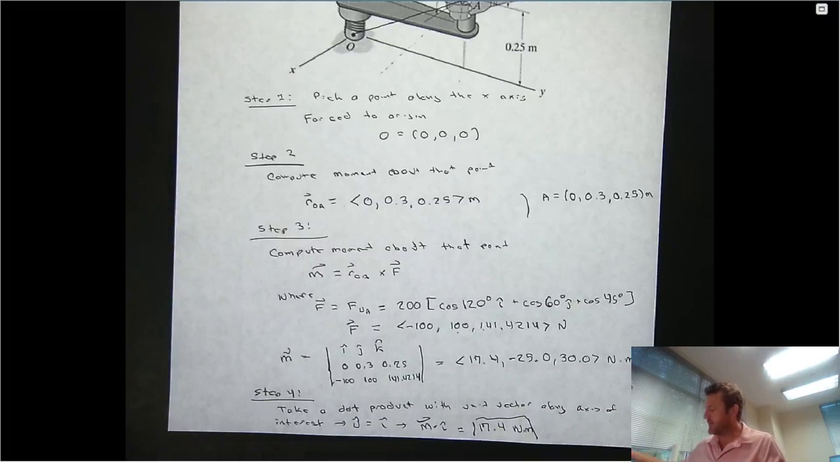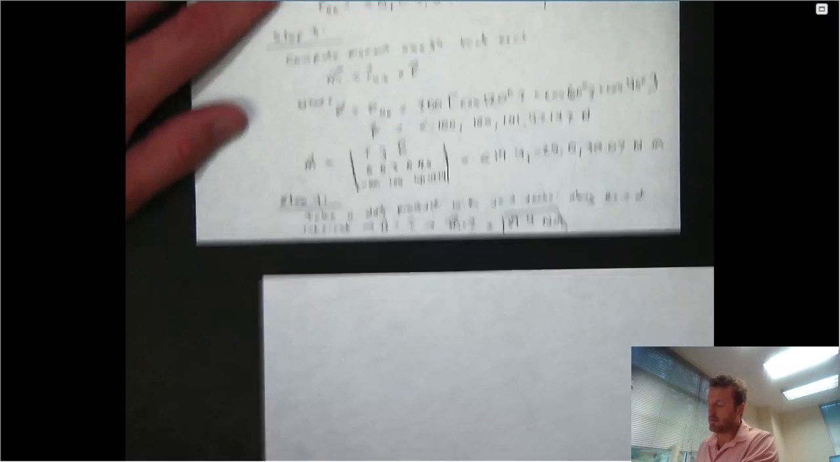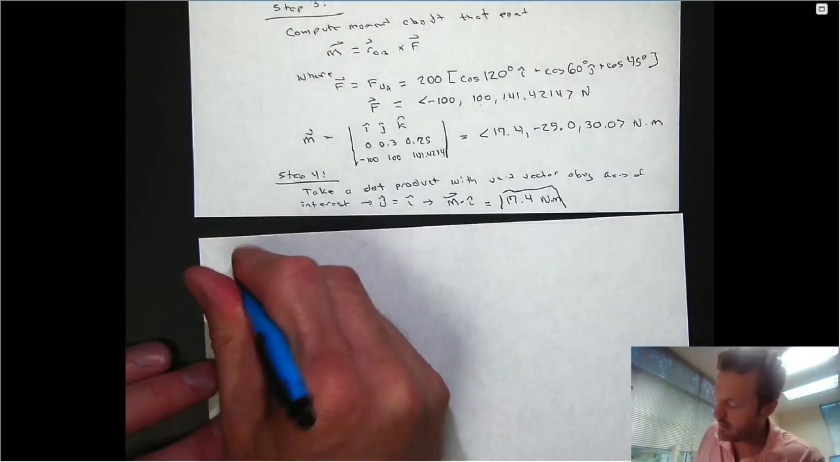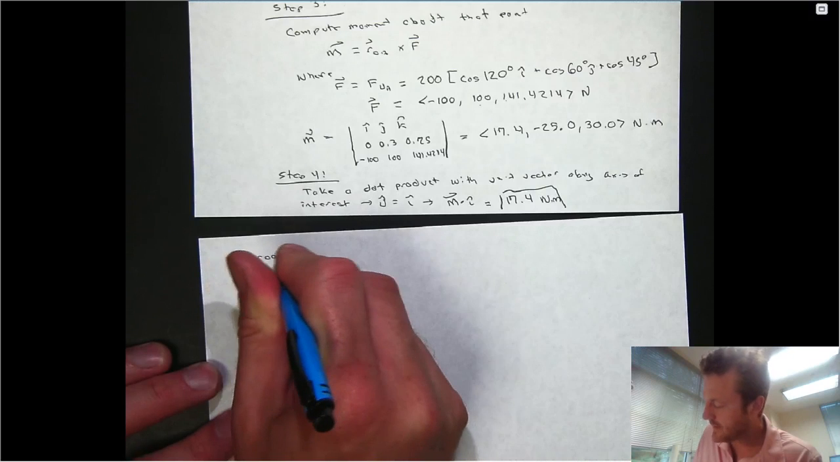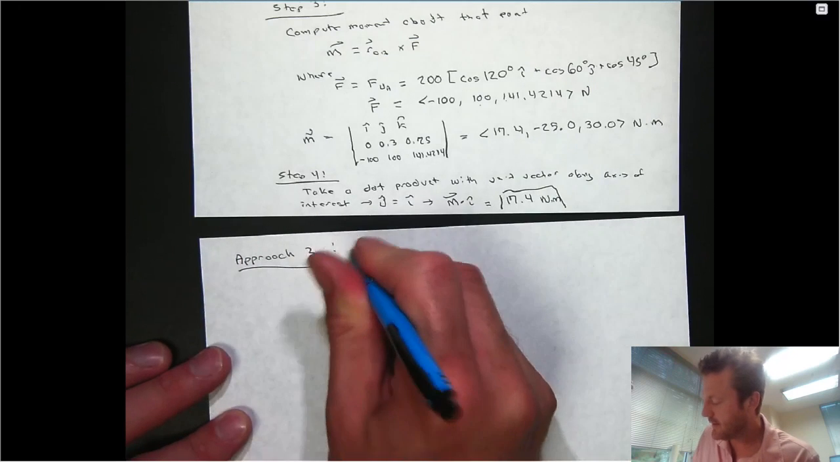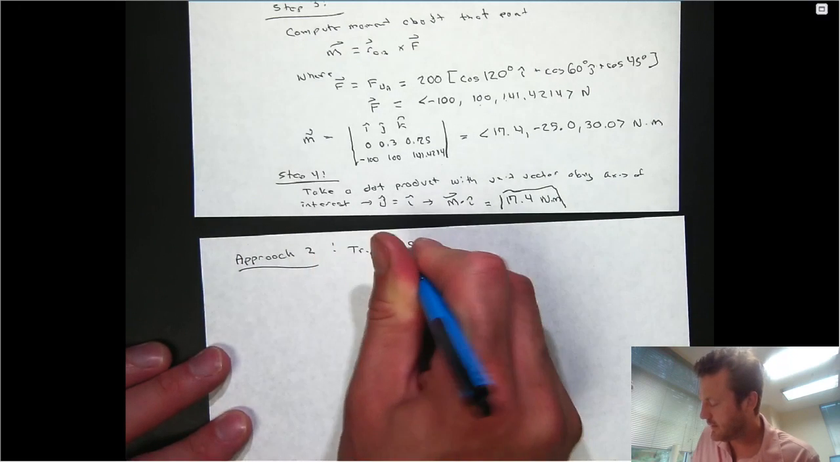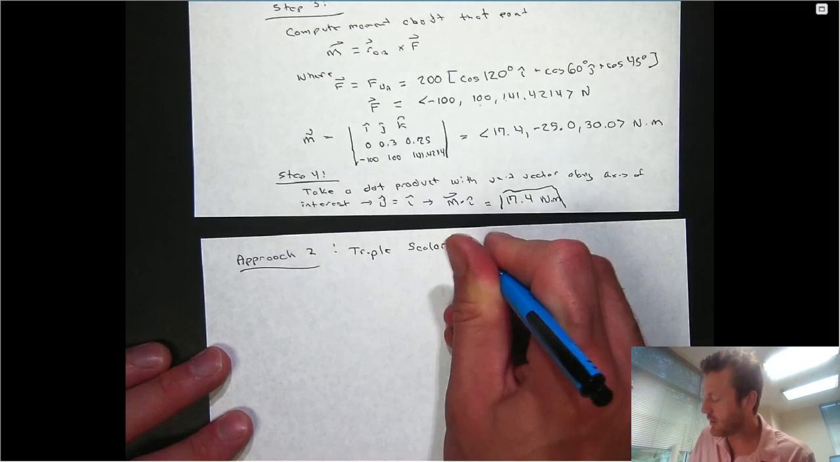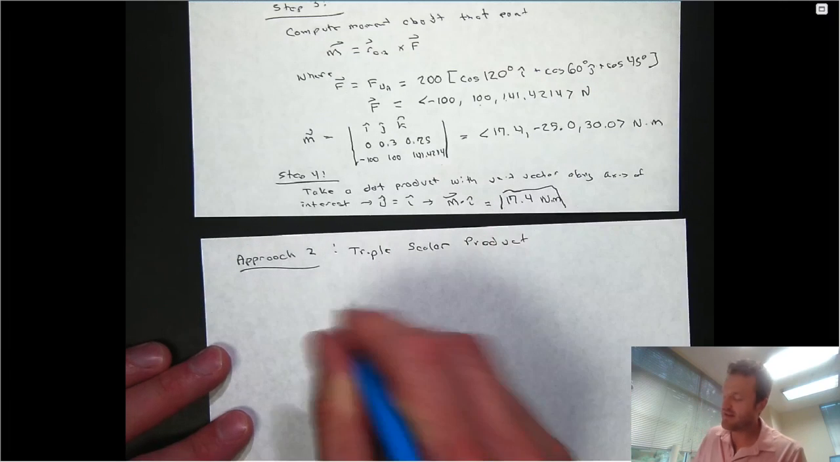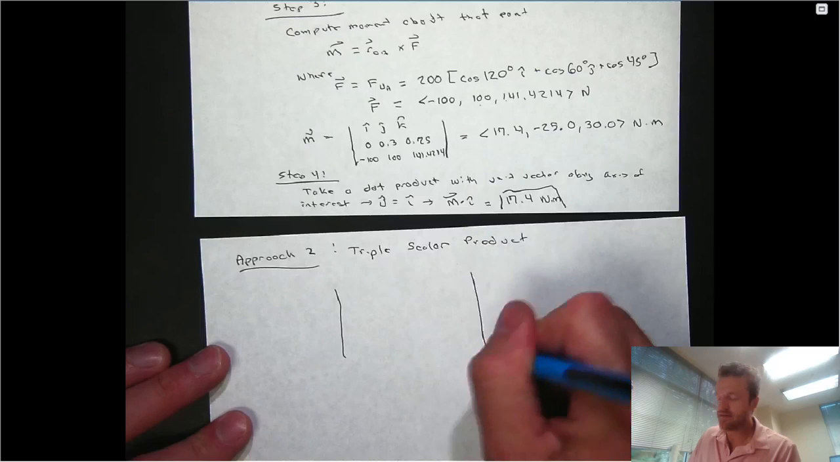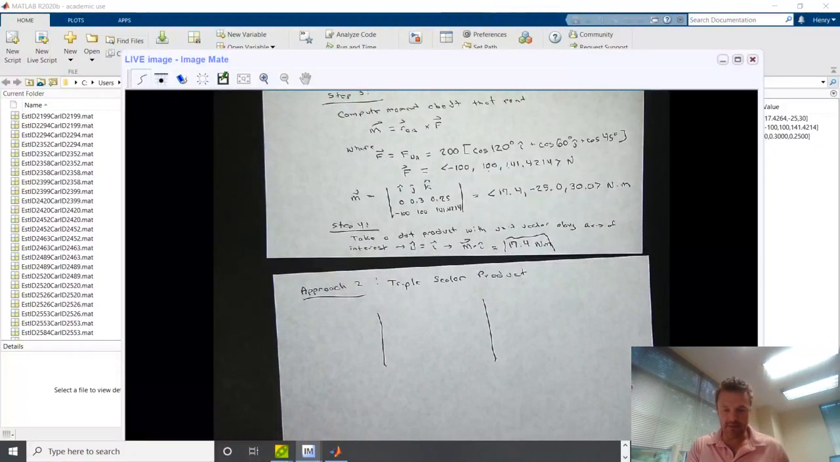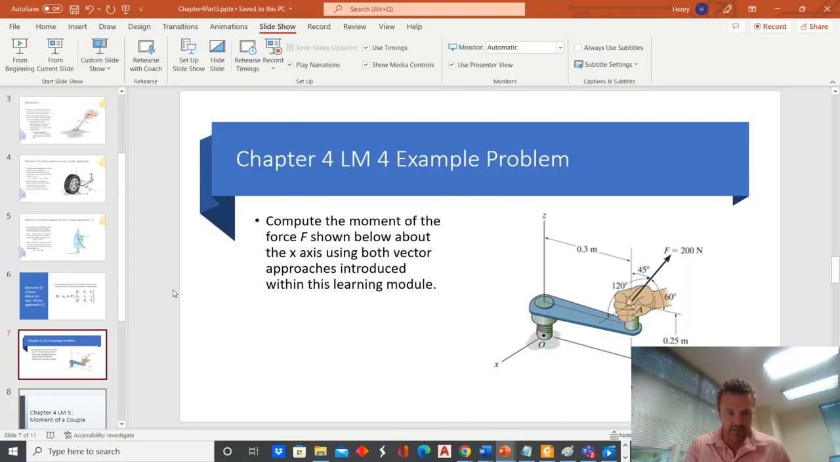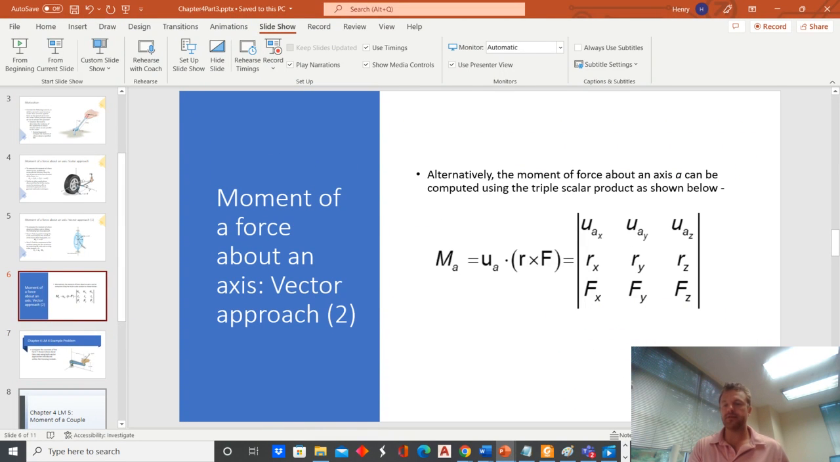So let me show you how to do the triple scalar product. This is approach 2, in case you wanted to do that. And you're doing the same thing. It's just rolling all of the work into one operation. I'll just show you on your slides how you would do this. There we go. So there's the formula for the triple scalar product.